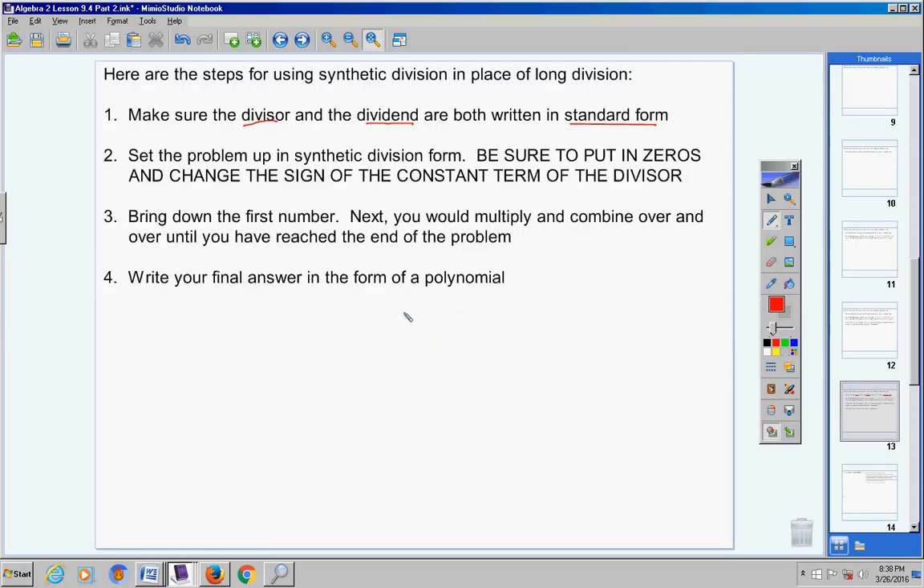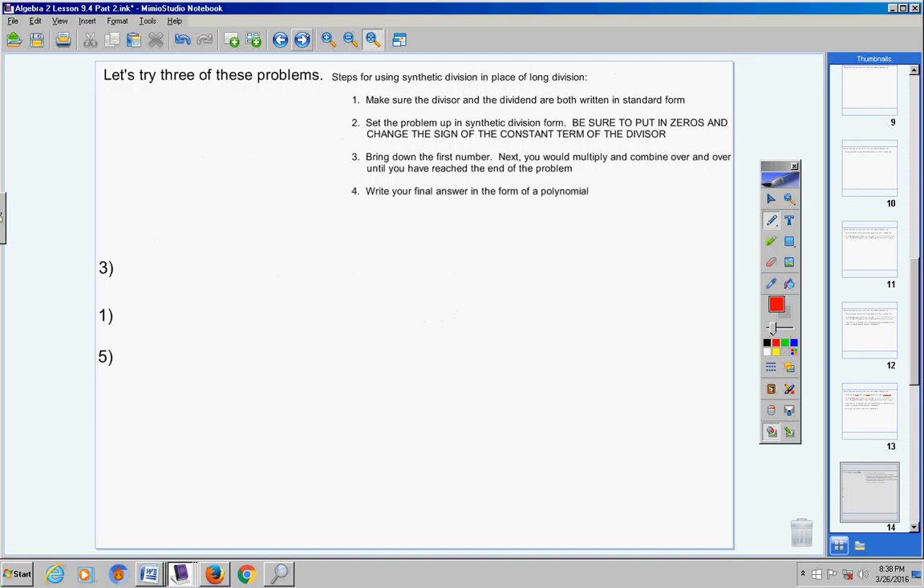These are the 4 steps for using synthetic division in place of long division. Okay, here we go. Let's try 3 of these problems. Here's your first one. Now I'd like you to sit back and relax and watch me solve this. Go ahead and copy this problem down.